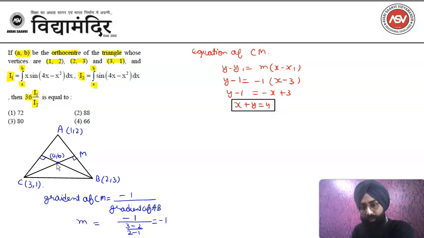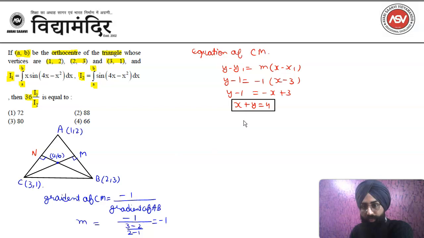Now we can find the altitude BN maybe. After that, we can find their intersection, which will give the values of A and B. But if you look closely here, when we apply the property of integrals, we will be writing A plus B minus x. It means basically we need the value of A plus B, not the individual A and B.